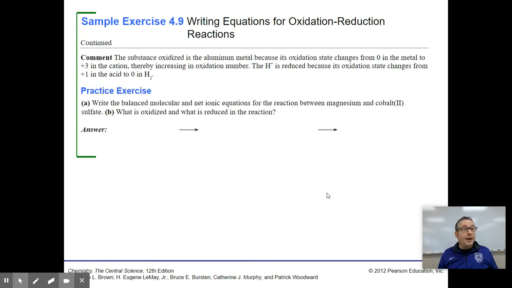Next, let's look at the practice exercise. We're going to do the same thing we just did in the sample. We are to write a balanced molecular and net ionic equations for the reaction between magnesium and cobalt 2 sulfate. And then we are going to determine what is oxidized and what is reduced in the reaction.